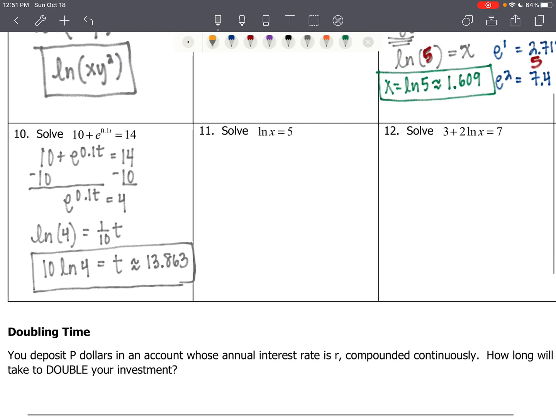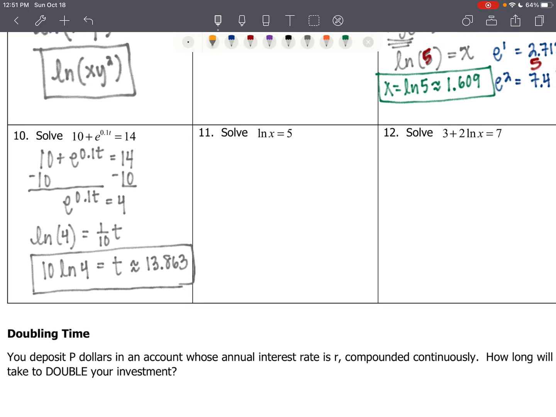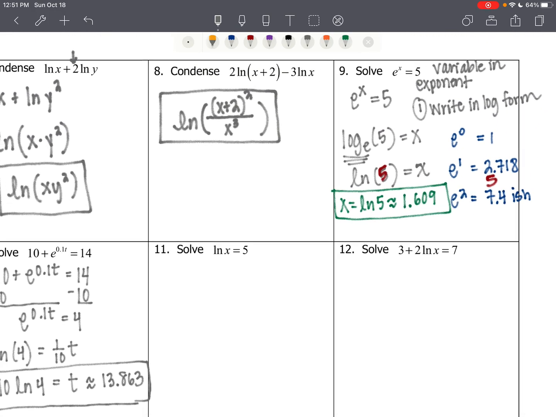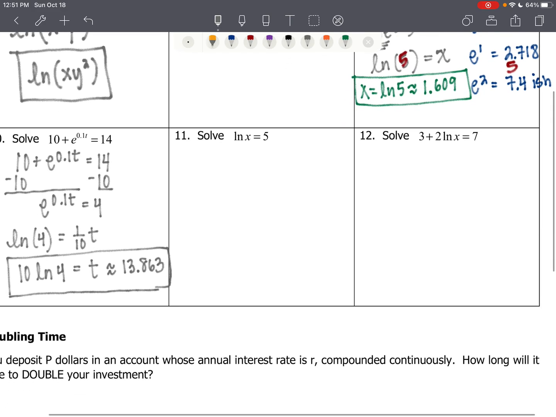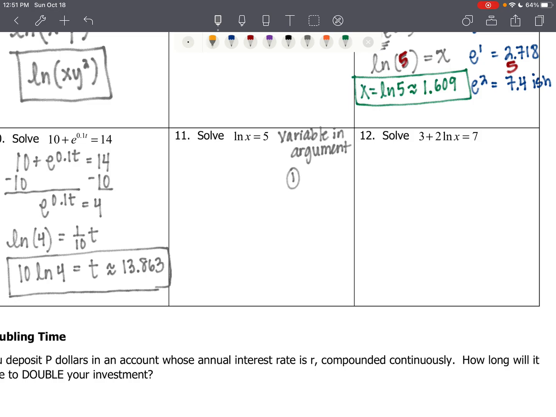Okay, now what do we do when we're solving and we have to solve for the argument? So now we have a logarithmic equation. Natural log of x equals 5. Well, just like we did over here, we took our exponential form and wrote it in log form. We're going to take our log form and write it in exponential form. So when the variable is in the argument, we're going to rewrite in exponential form. So e to the 5 equals x.